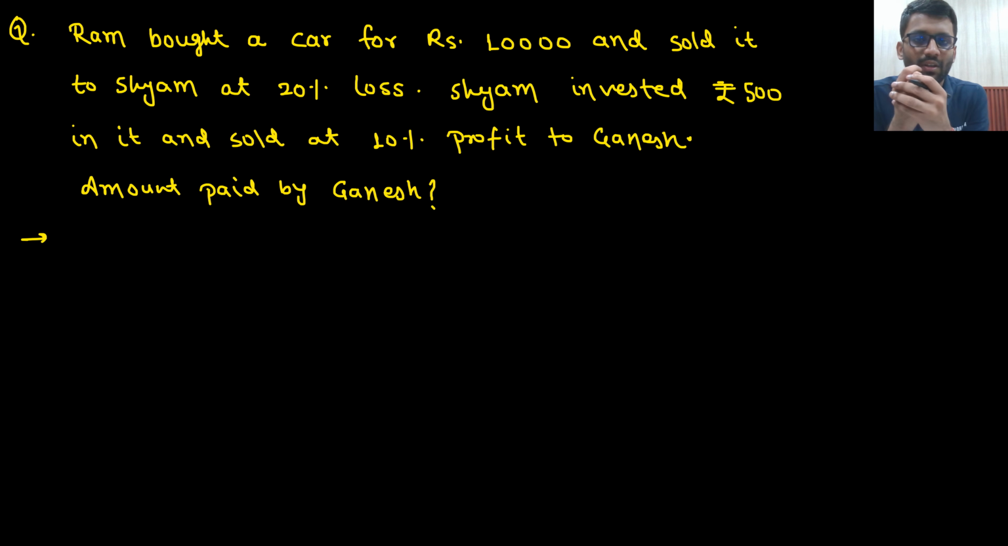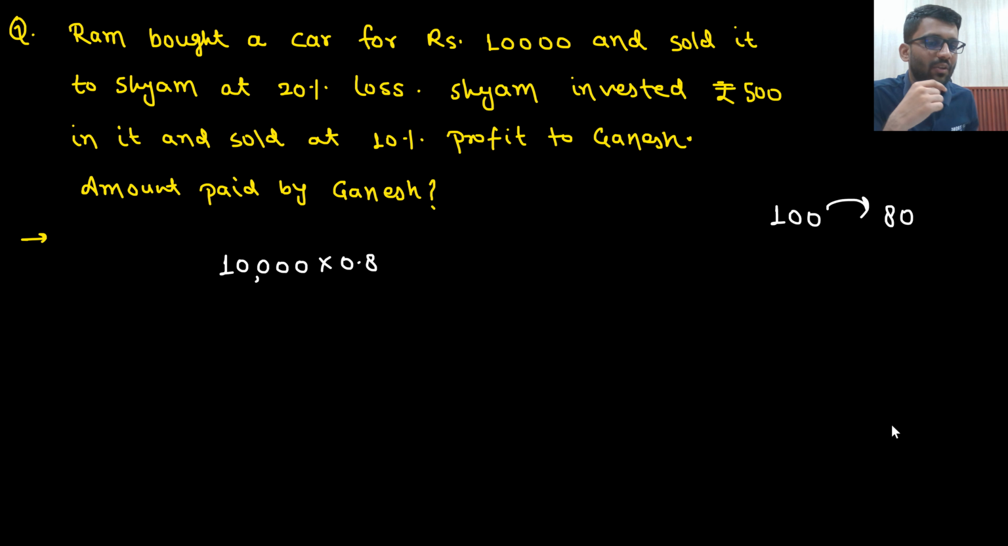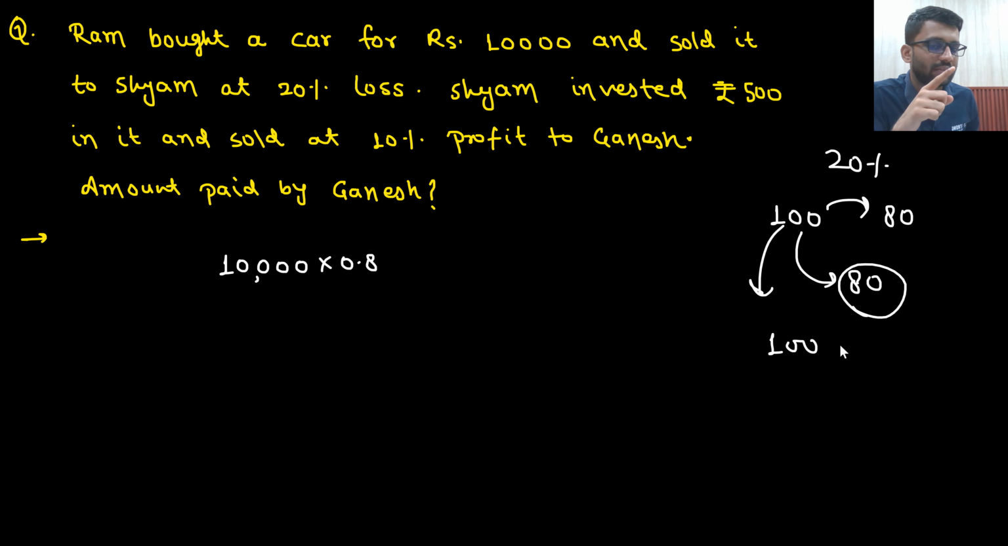Ram bought a car for rupees 10,000 and sold it to Shyam at 20% loss. So he bought it for 10,000 and at 20% loss he sold. That means at what price did he sell? 0.8 of that. Basically, I bought something for 100 rupees and I sold it for 80 rupees. So how much loss am I having? 20% loss. So if I am having 20% loss, that means I sold it for 80 rupees, which is 0.8 of this price. Similar thing I am doing here.